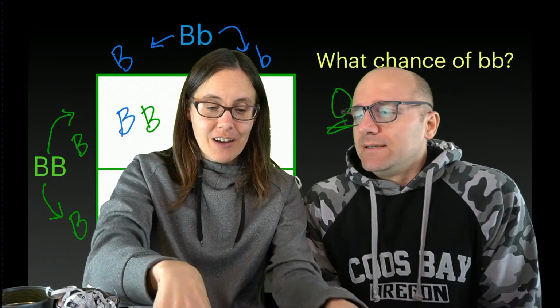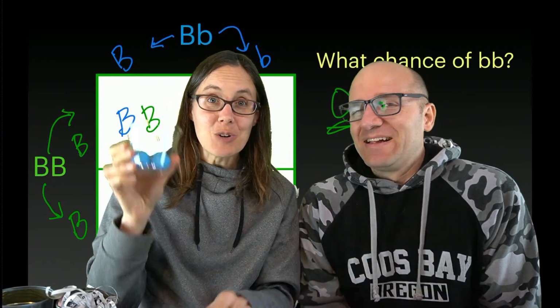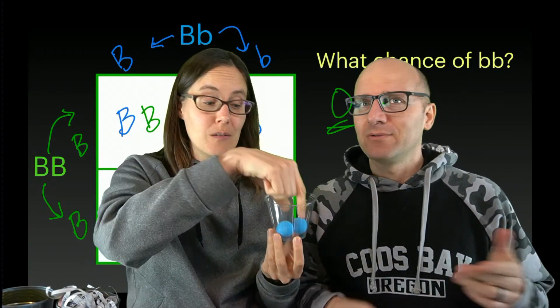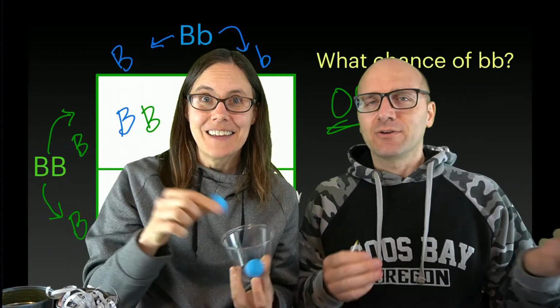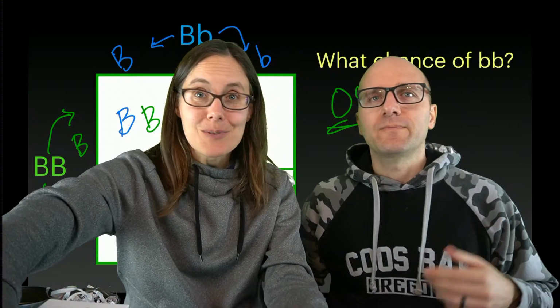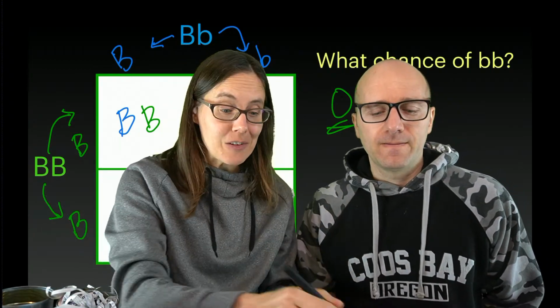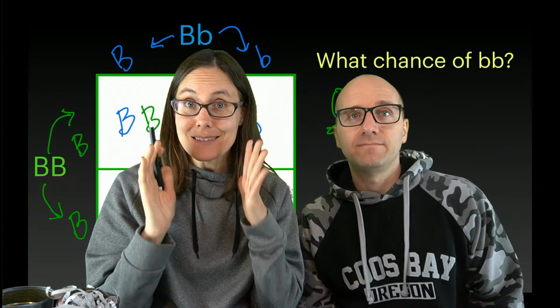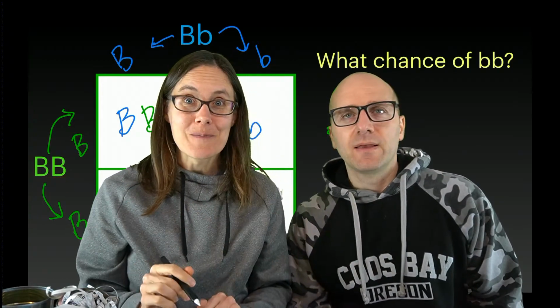If I have a cup and I just have 2 blue marbles in the cup, what are the chances I'm going to pull out a blue marble? 100%. Yeah, you don't have any choice. And that's how it was with this homozygous trait here, this capital B. The only allele it can give is the big B. There's no other option. So that makes sense.